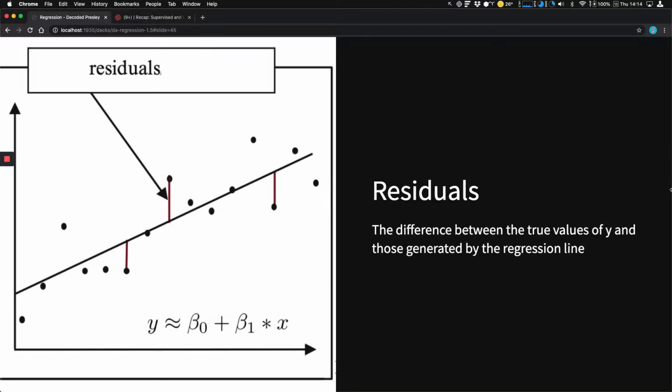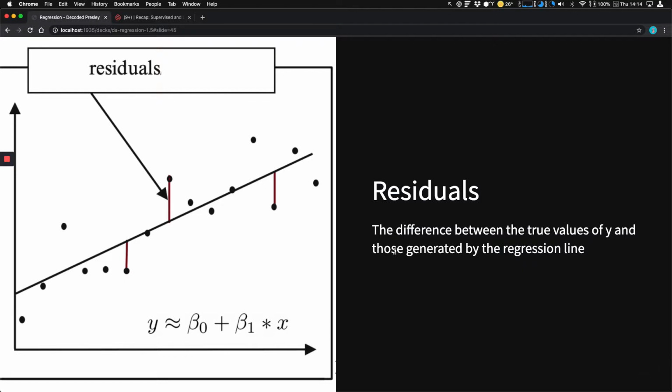Finally, let us look at residuals. The approximately equals sign here means that there is some stochastic error associated with this relationship that we cannot observe or model, but we can see the residuals, which is the difference between the true label, so the true values of the dependent variable y, and those estimated by a regression line.